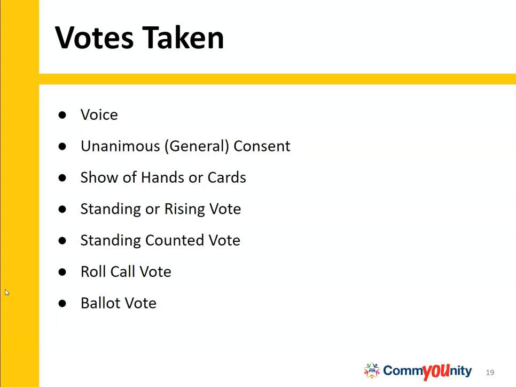A ballot vote may be required in the bylaws when there is more than one nominee for election to a position, or it can be requested by a member. It is often used when members want an anonymous vote. A request to vote by ballot requires a majority in favor. Please note that proxy voting is not allowed in PTA.